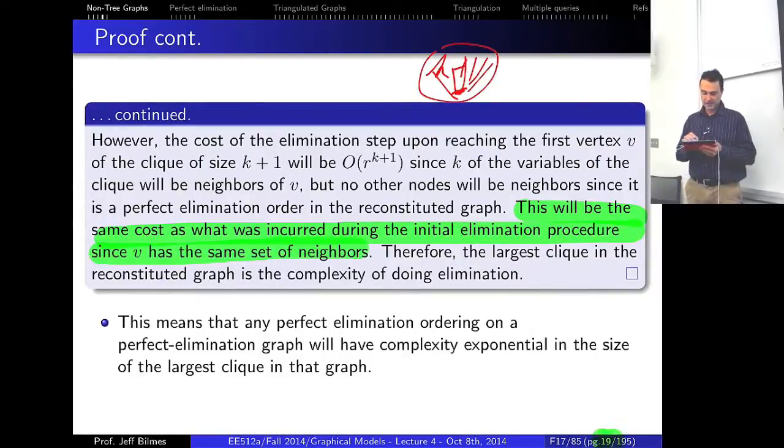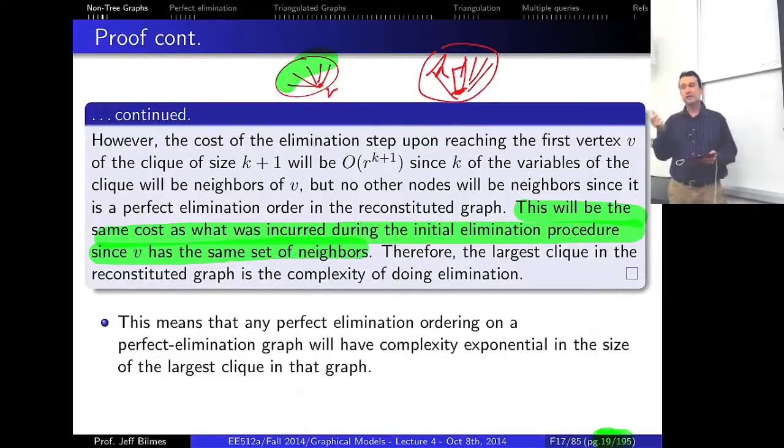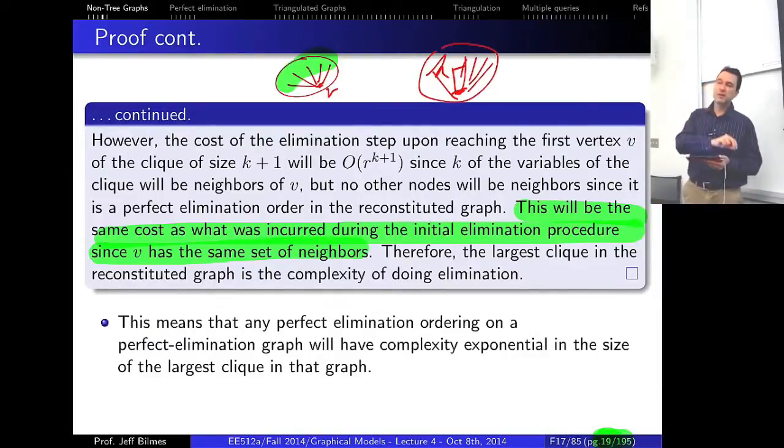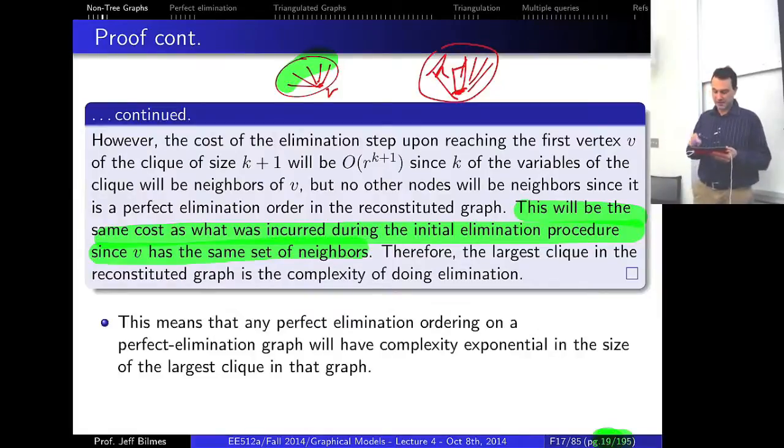So let's draw another figure here. Say this is some clique, and here's some vertex v, and it's got, say, k neighbors. We know that all of these neighbors up here are going to be a clique in the reconstituted graph, because the neighbors of v in the original graph and in the reconstituted graph are the same. But that means the neighbors of v in the original graph number k, and so that's going to cost k plus 1. But that happens to be the largest clique in the reconstituted graph. So that basically proves the theorem.